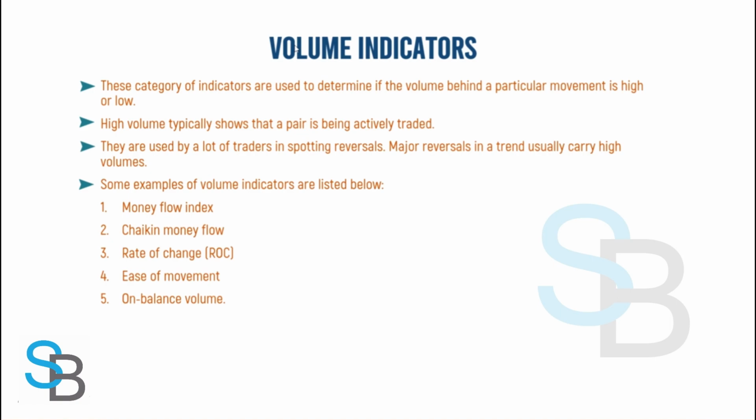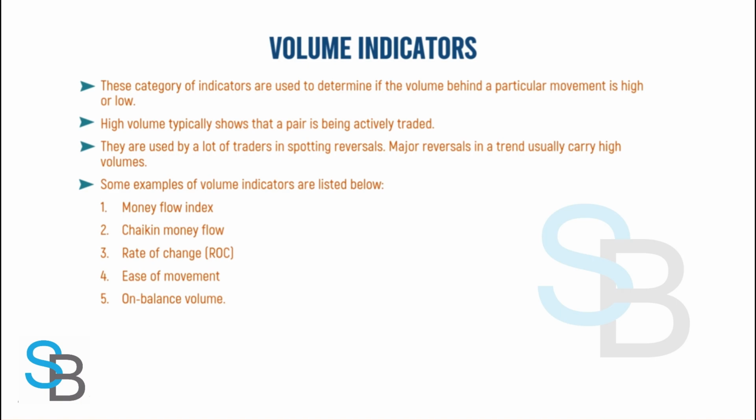Now we have the volume indicators. These categories of indicators are used to determine if the volume behind a particular movement is high or low. So they basically determine the volume. High volume typically shows that the pair or the asset is being actively traded. And then they are used by a lot of traders in spotting reversals. So major reversals in a trend usually carry high volumes.